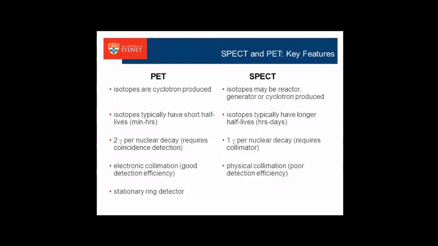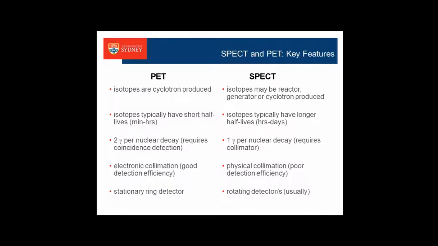And physical collimation, in the case of SPECT, means that the efficiency is much lower than it is in PET. And it also requires typically rotating detectors. Not necessarily, there are SPECT systems that don't rotate. But often we use rotating detectors.